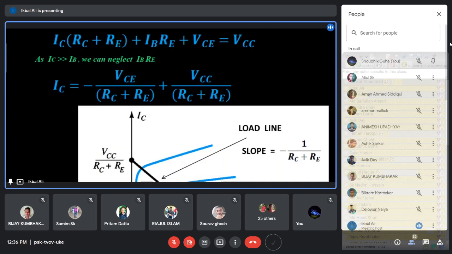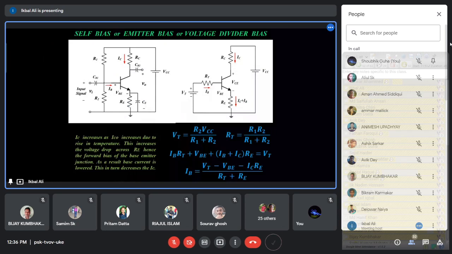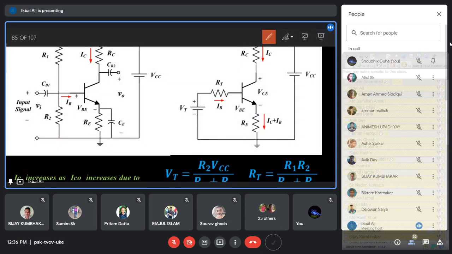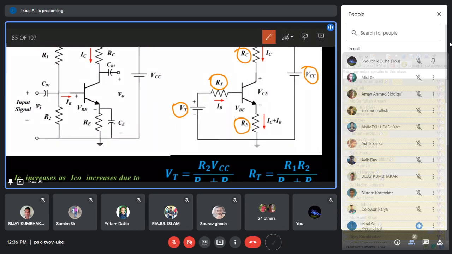Now in these biasing circuits, once you construct the circuit, these resistances are known, RT is also known, VT is also known, RE is also known, and VCC is also known. So once you construct the circuit, these are the known quantities. You have to connect definite resistances as well as the battery. That is why RC is known, RE is known, RT is known, VT is known.